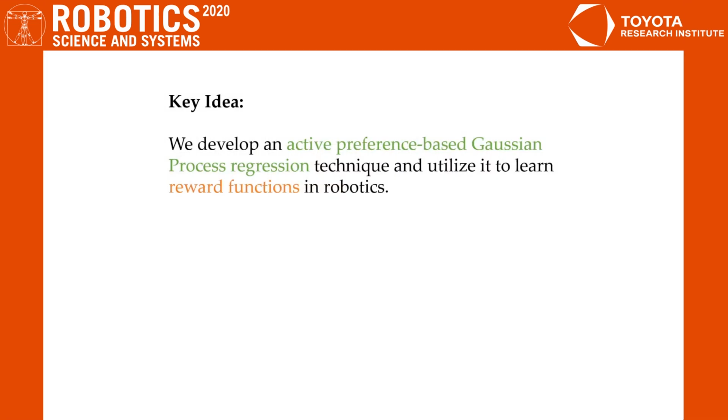To summarize, we have developed an active preference-based GP regression technique in our work, and we used it for learning reward functions in robotics tasks. If you want to utilize this GP regression in your projects, our code is open source.